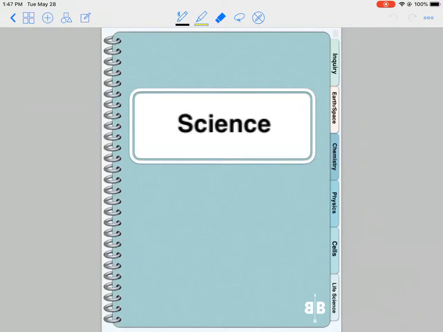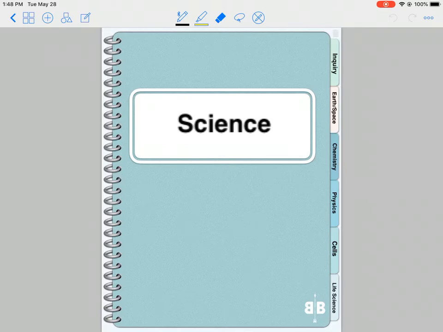Hello there, and welcome to the first module of the science course. Just as a reminder, the modules are the tabs that you see here on the notebook. The first one that we're going to be looking at is scientific inquiry, which I just called inquiry for space.